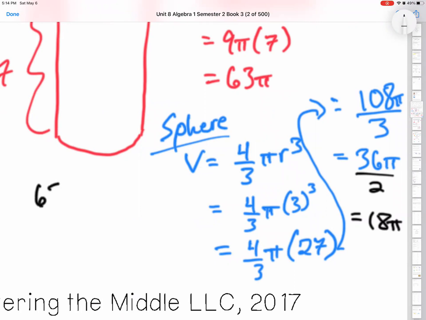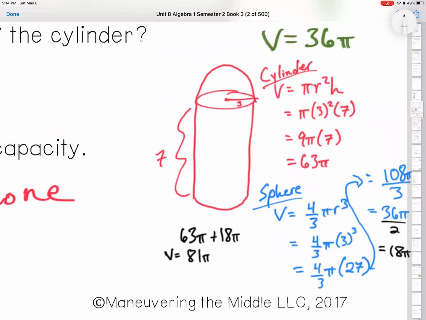And then finally, we just need to add those items together. So 63 pi plus the 18 pi would give us 81 pi. So that would be your volume for this grain cylinder or this grain storage container. Okay. And then if you multiply that by pi, you get 254.5. So again, I just wanted to give you guys a preview of, yes, there are these things called composite figures. So it's like taking the two items together and then you combine them.